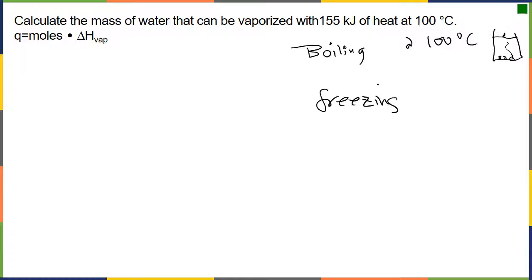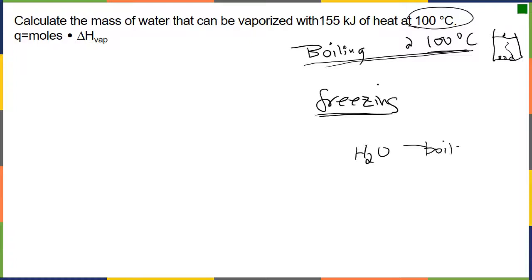So boiling occurs at a set temperature. So if we are going to boil a liquid, it is going to occur at its boiling point. Freezing is the same way. Freezing occurs at its freezing point. So if we can consider water, for example, water we know boils at 100 and it freezes at 0. Now these are the normal boiling and freezing points, meaning where the external pressure here is 1 atm.